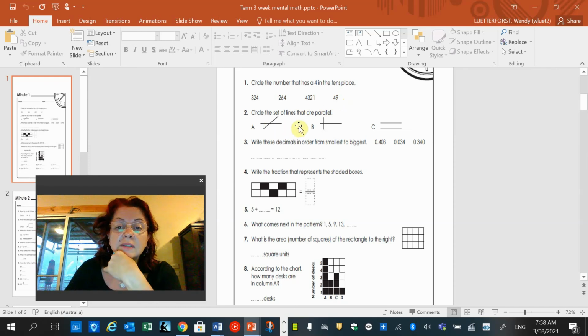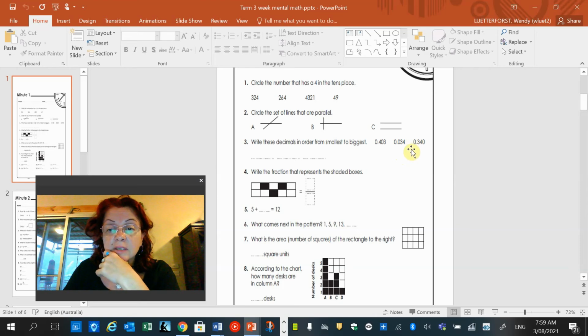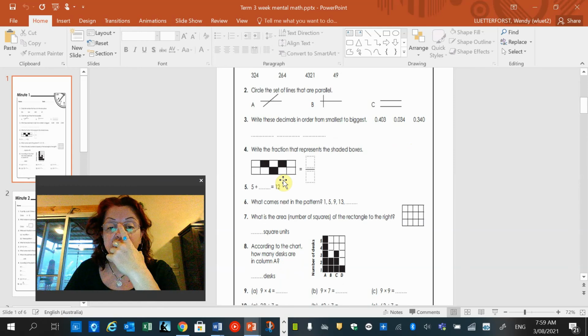Number 2, circle the set of lines that are parallel. And we know this from our song, don't we? It's C. Okay, write the decimals in order from smallest to biggest. So you're going to write question 3 and write them down from smallest to biggest. Okay, now of course the first smallest number is 0.034, then the next biggest number is 0.340, and then the biggest number is 0.403.